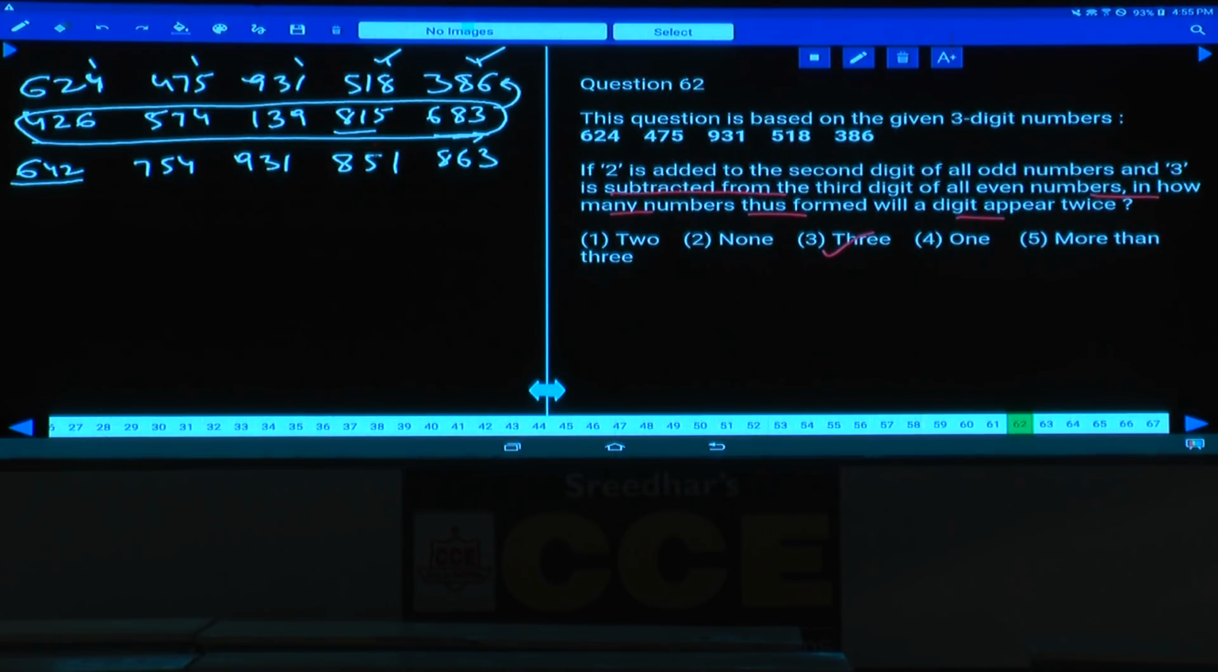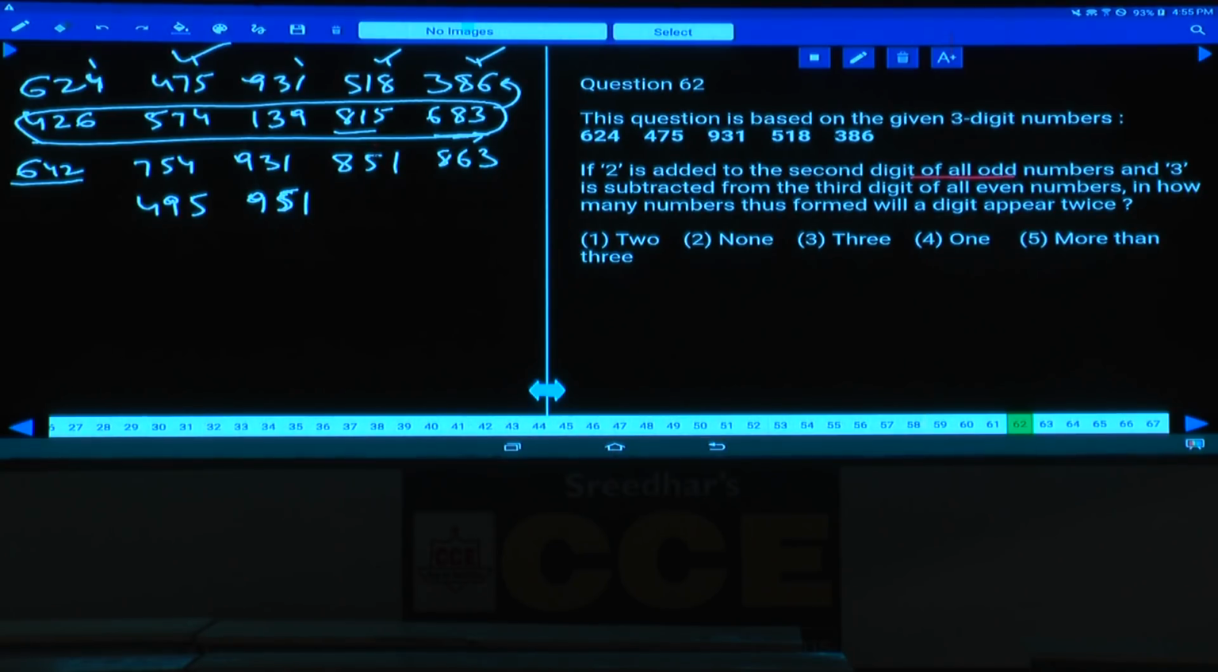Then question number 62. If 2 is added to the second digit of all the odd numbers, how many odd numbers do we have? 475. Now to this one 2 is added to the second digit, this will be 495, and 931. Now to the second digit 2 is added, 951. Now 518, 386 and so on. Now how many odd numbers are there?